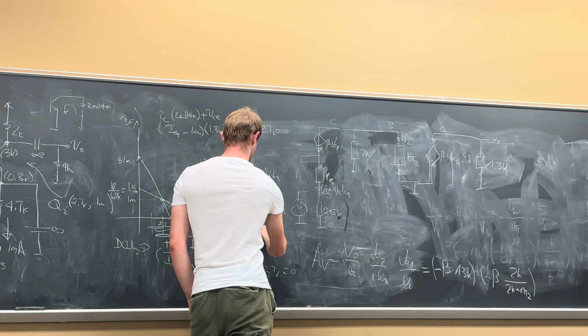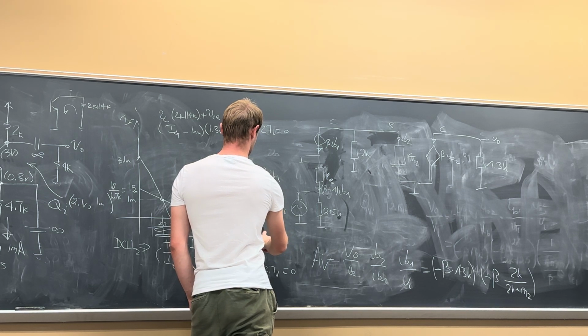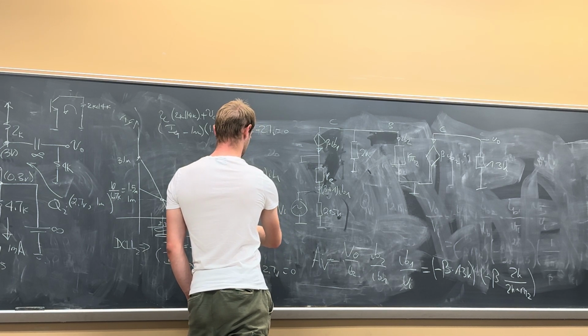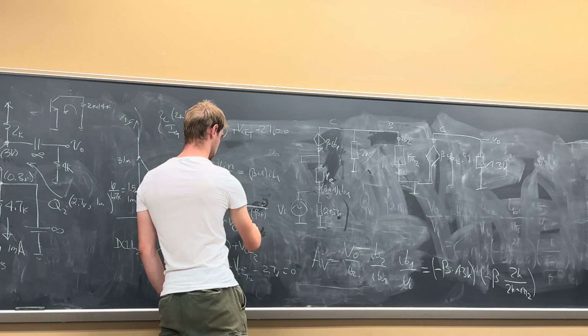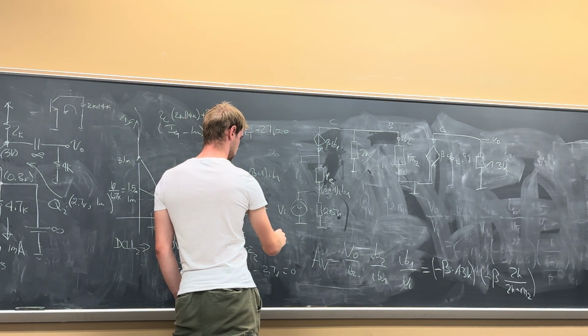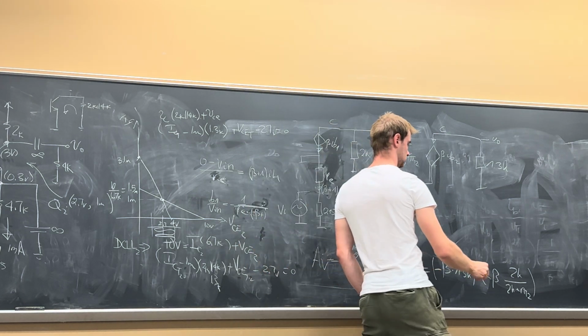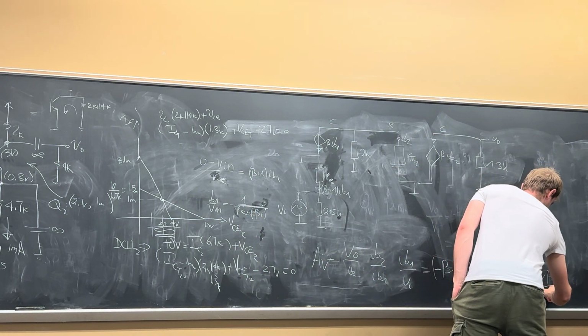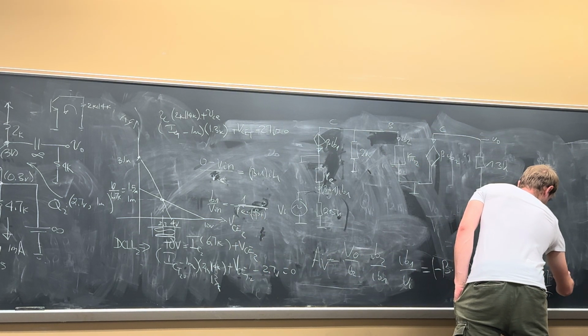You don't have to do that, but you can. Do it. What's RE times beta plus 1? R pi. We just talked about that, right? So the answer is 1 over R pi. You don't have to do that, but you could put it to 1 over R pi, and you're done.